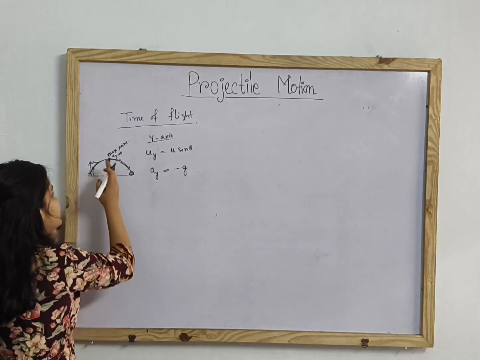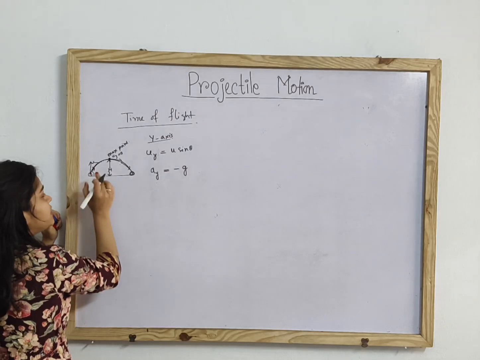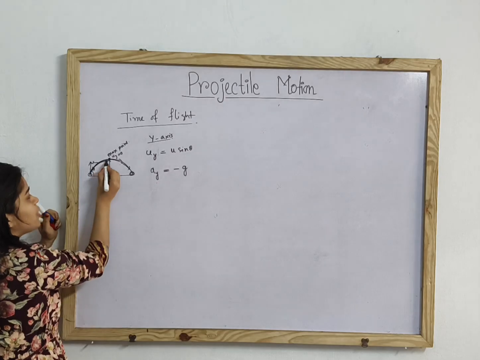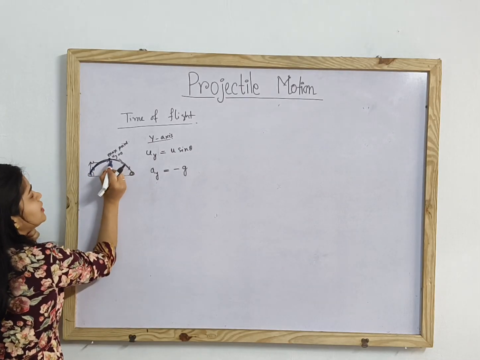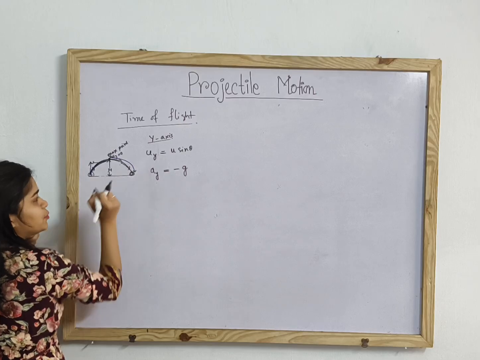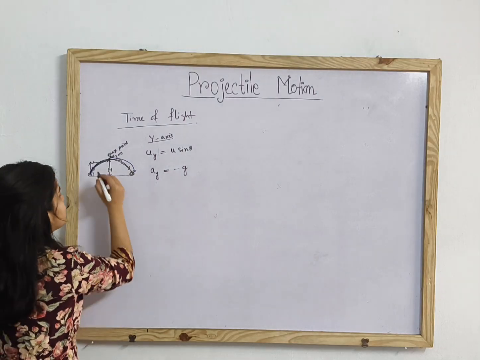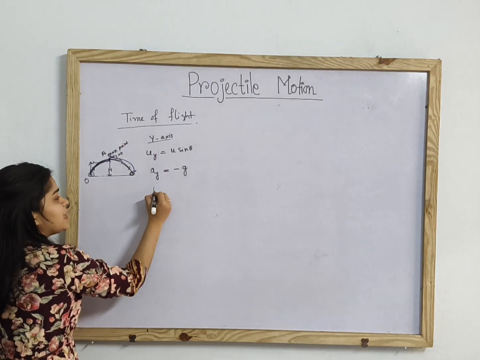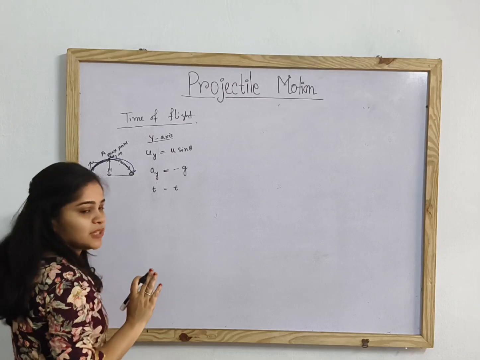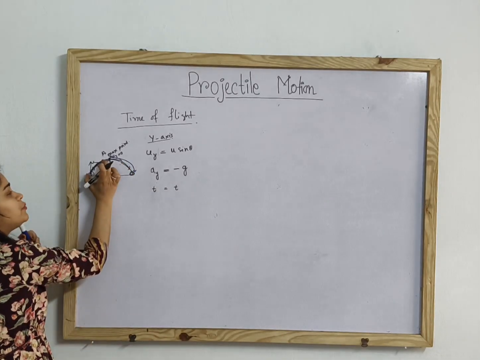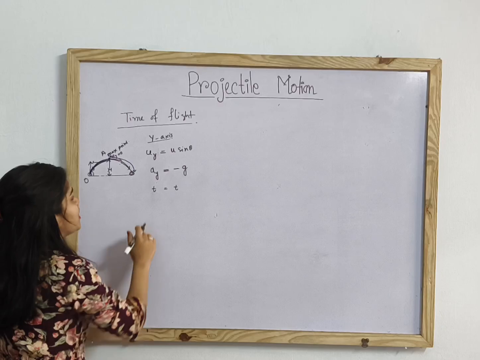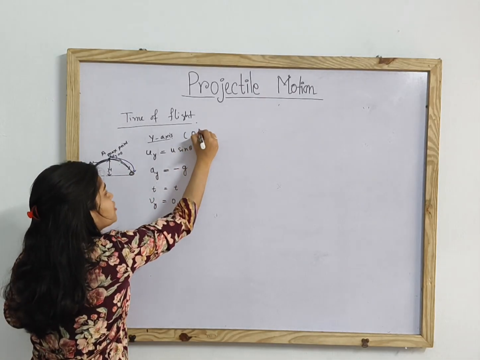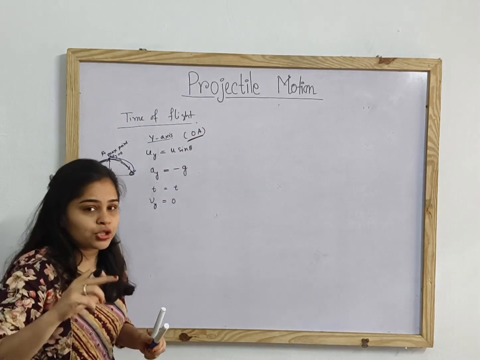It is clear? And because of symmetry, we can say that the time taken by the projectile to complete the half journey, that means only this portion, is equal to the time taken by the projectile to complete the other half portion. So suppose we assume the time taken by the projectile to complete the journey from O to A is T. It is clear? And obviously the final velocity V_y is 0. That means we are just concentrating on the portion OA.